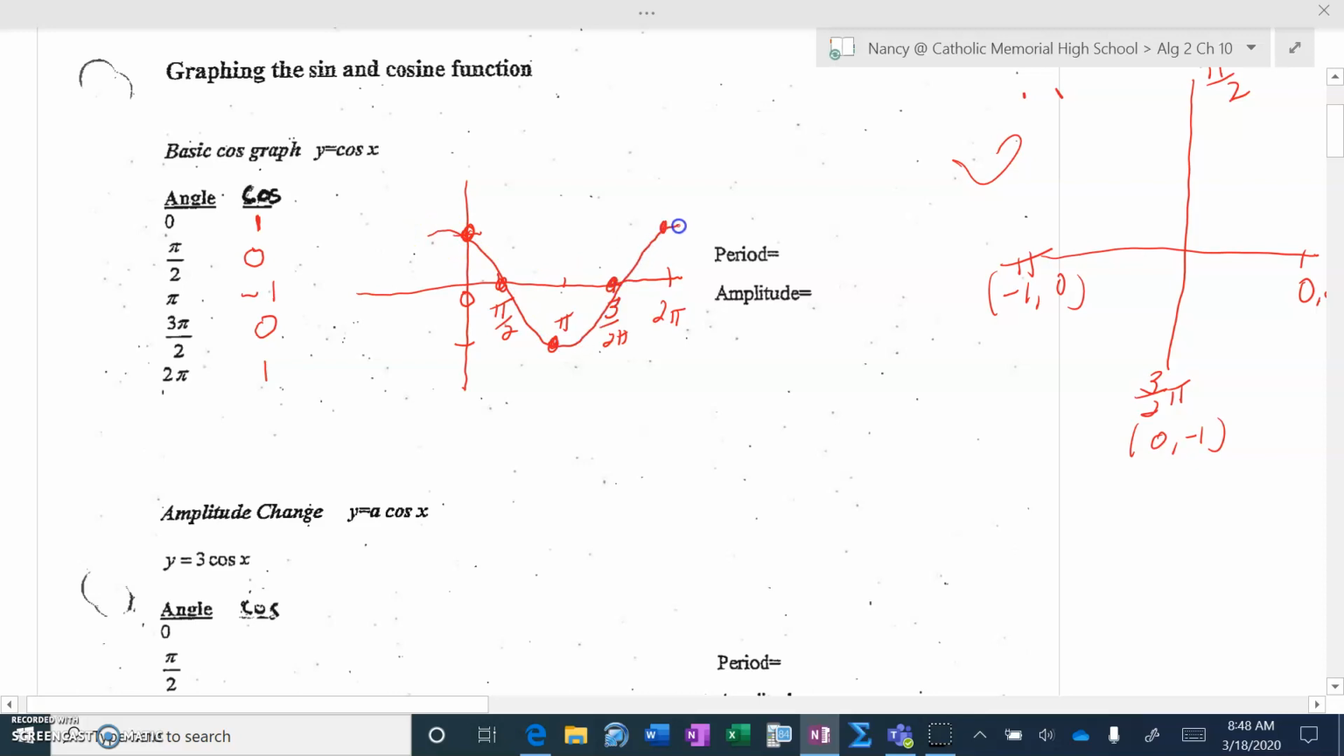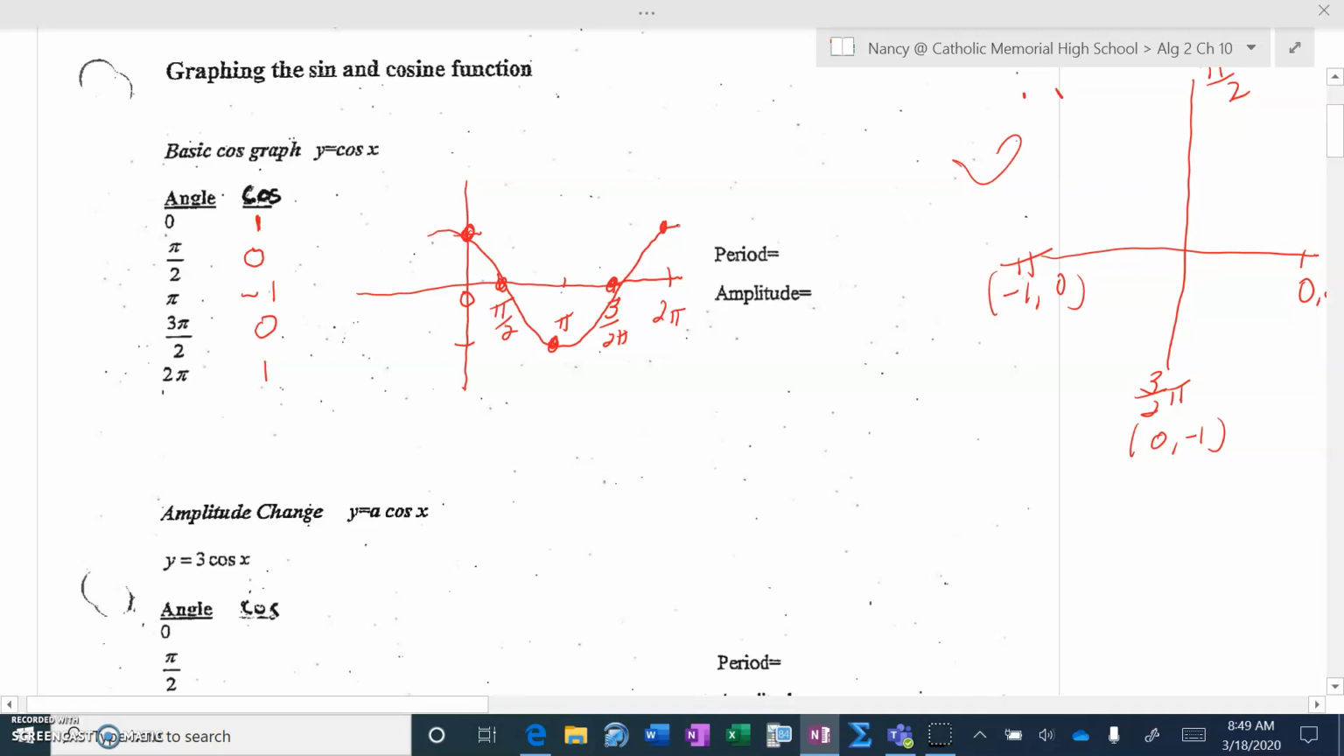And again, this is one cycle of the cos graph. Different than the sine graph, which started at 0 and had more of an S shape, this is the cos graph, which starts at its amplitude, its highest point, goes to 0, goes to its lowest point, goes to 0, and goes to the highest point.